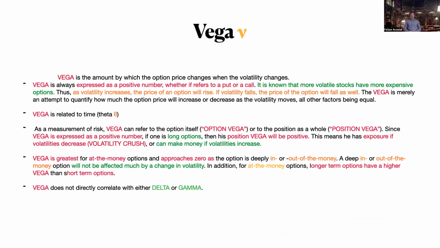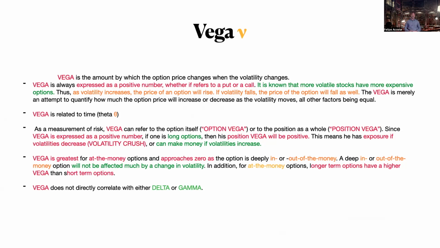As a measurement of risk, Vega can refer to the option itself, option Vega, or to the position as a whole, position Vega. Since Vega is expressed as a positive number, if one is long options, then his position Vega will be positive. This means he has exposure to volatility decreases, right? Which is volatility crush.